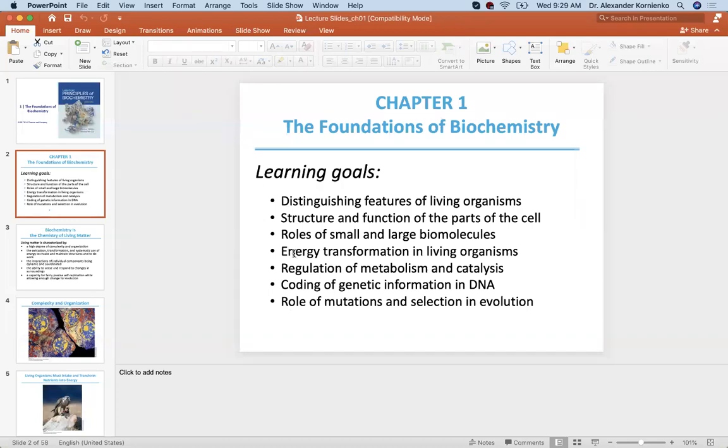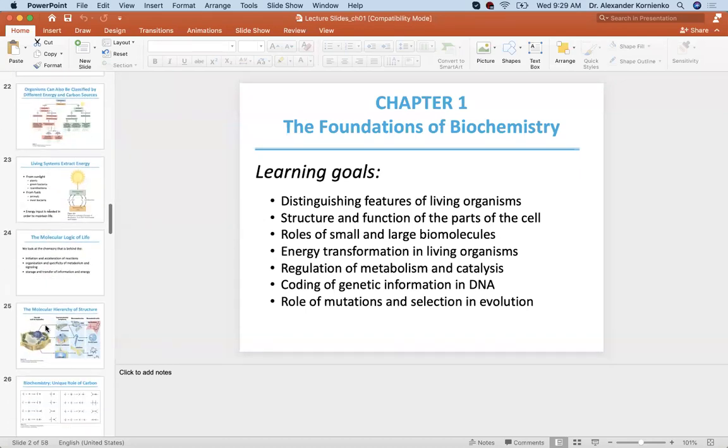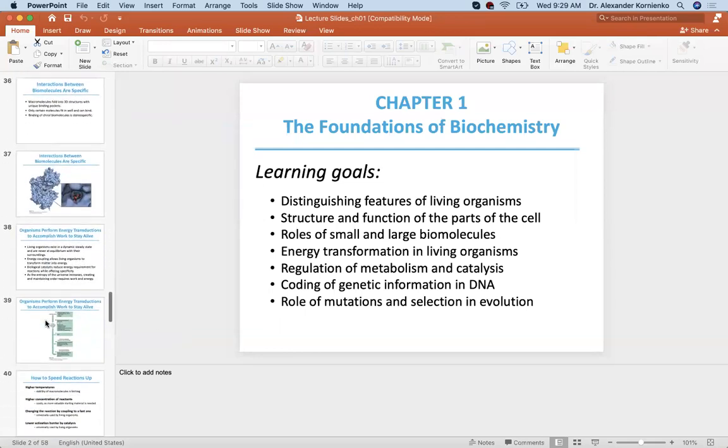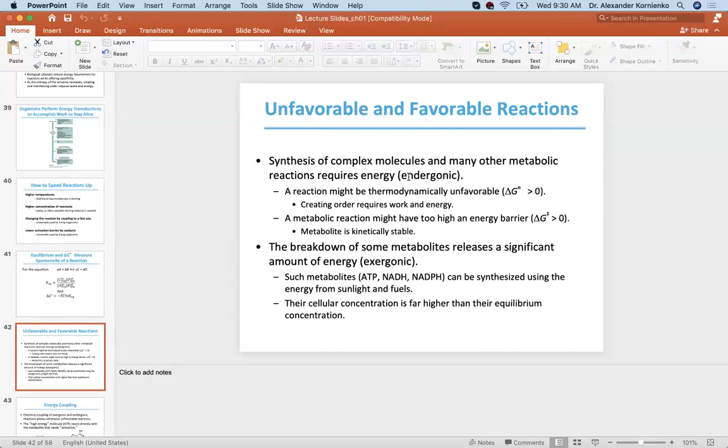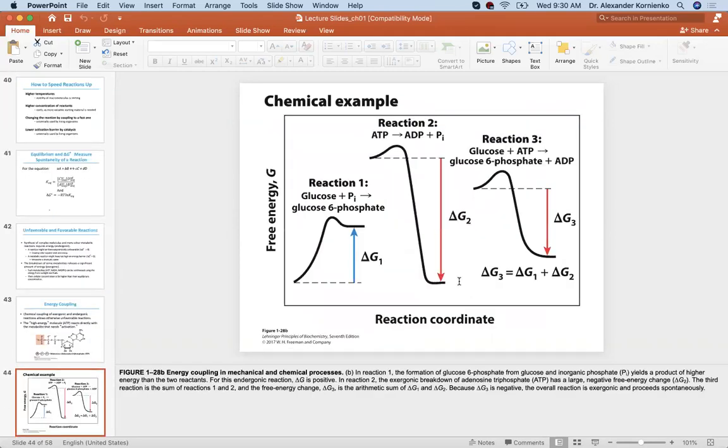So when you study for the test, make sure you know how the energy is transformed in living systems. For example, I want you to know the equilibrium equation, right? For any process which is in equilibrium, I want you to know this equation and be able to use it. I want you to know what endergonic is, what exergonic is, right? What these metabolites NADH and ADPH are. So these are all energy related material.